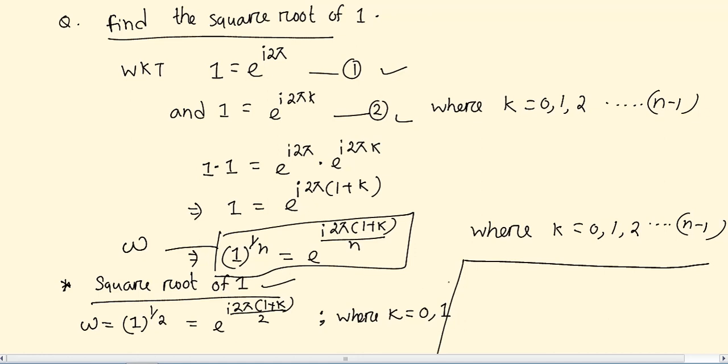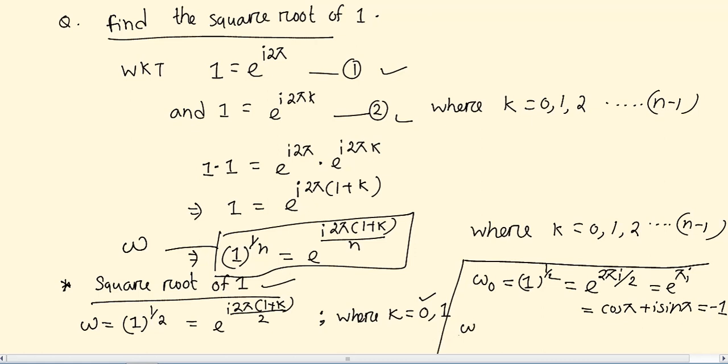So the roots can be written as, first one is omega 0, and this is for k equal to 0. So we can write e to the power 2 pi I upon 2, this is equal to e to the power pi I, and that value can be written as cos pi plus I sin pi. Cos pi is minus 1, sin pi is 0, so this value is minus 1.